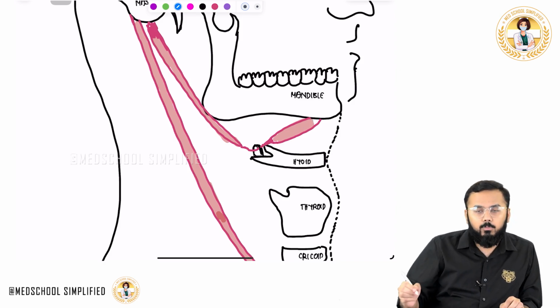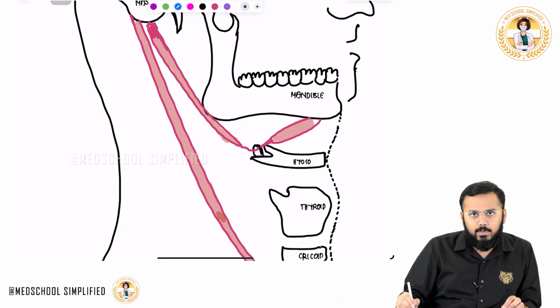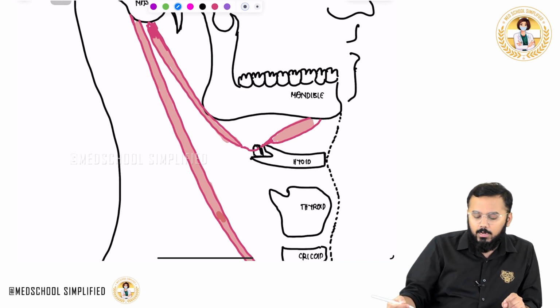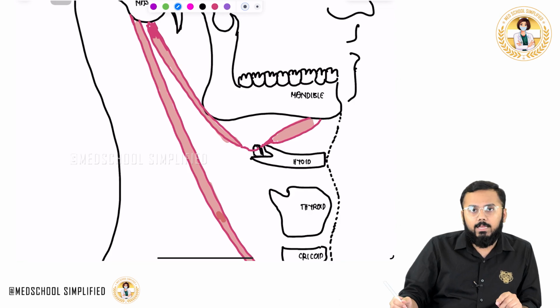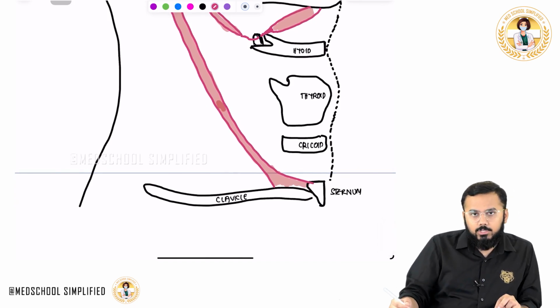So the anterior belly and posterior belly are hooked up with the help of what? With the help of a fibrous ring. Where is this fibrous ring present? This fibrous ring is present on your hyoid bone. So this muscle has got two bellies and this is called your digastric muscle. How many bellies does it have? Two bellies. One is called the anterior belly of digastric, another is called the posterior belly of digastric.